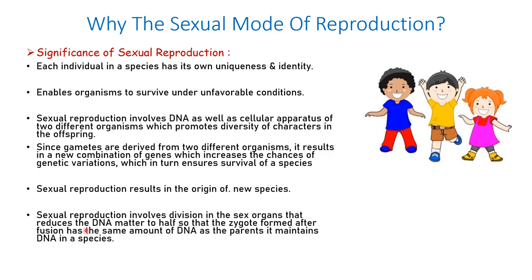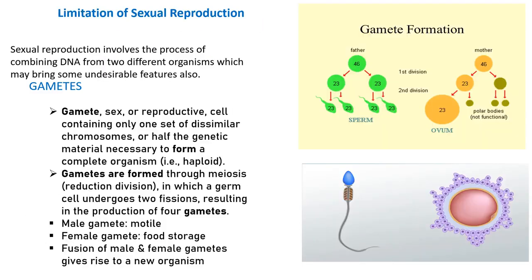That reduces the DNA matter to half, so that the zygote formed after the fusion has the same amount of DNA as the parent. It maintains DNA in the species. We are going to look at this in the next slide. I will explain it in a better manner with the help of an example and a diagram.